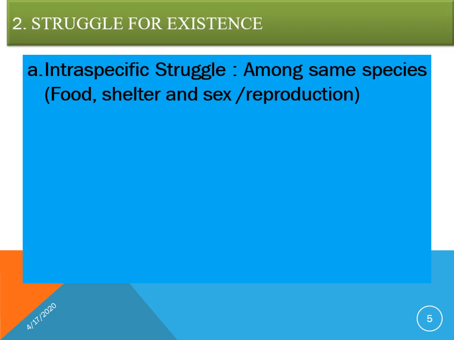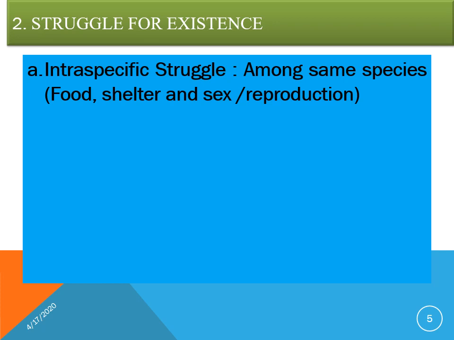Struggle for existence: there are three types. One is intra-specific struggle, among the same species. It is especially for food, shelter, and sex, or we can say reproduction. When the same type of individuals interact with each other, they have common points to get their resources. Organisms mostly fight for food, shelter, sex and reproduction, like rats fighting for food, shelter, and reproduction. We can especially see dogs fighting with each other.